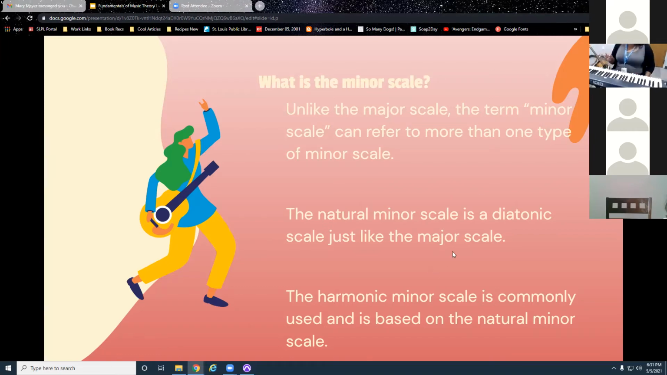Okay, so the difference between the two minor scales. The natural minor scale is the same concept we've been talking about with the major scale, where it's tone, tone, semitone, tone, tone, tone, semitone. The only difference between the natural minor scale and the harmonic minor scale is that the seventh note in the scale is always raised a half step, or a semitone. So in the case of A minor, the G becomes G sharp, but everything else is the same.